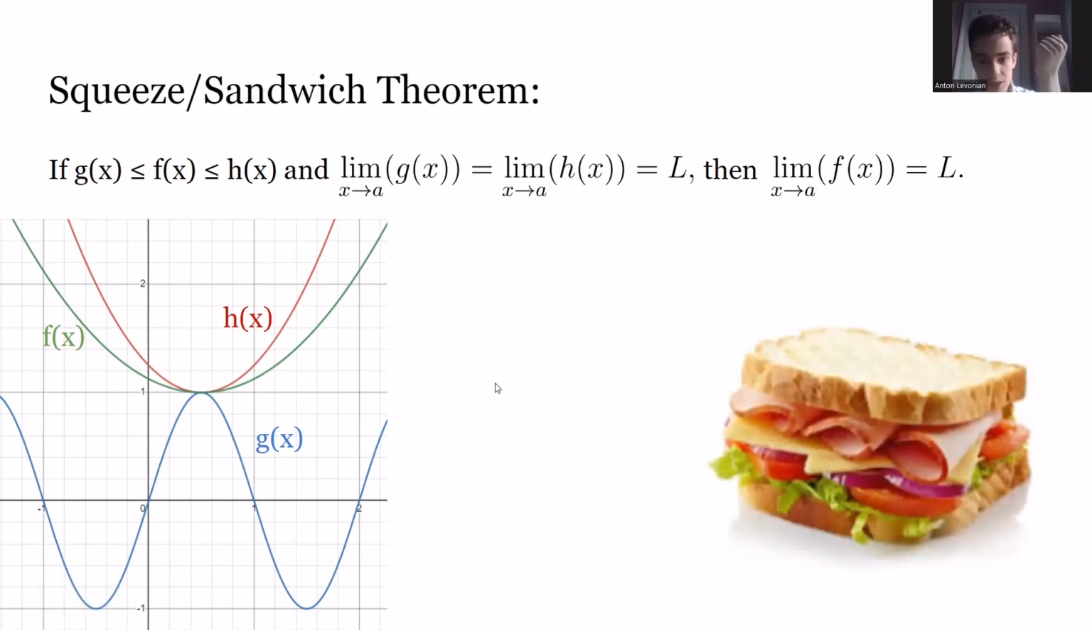This is also called the sandwich theorem, because you can think of f as the filling in the sandwich, the meat, and h of x and g of x as the bread. The meat has to go through the bread. So this is a very useful theorem, the squeeze or sandwich theorem. Everyone good on this?